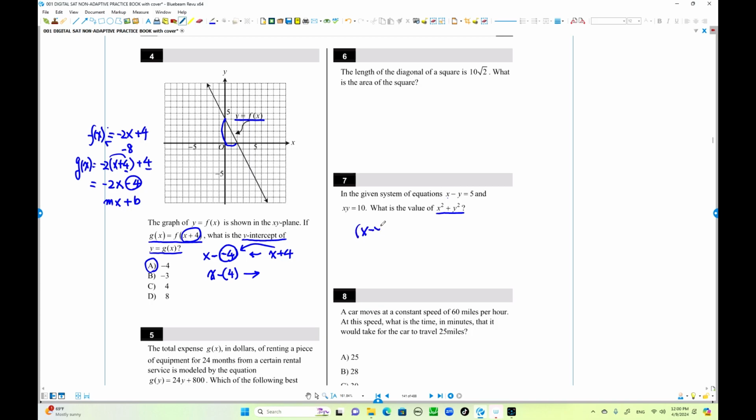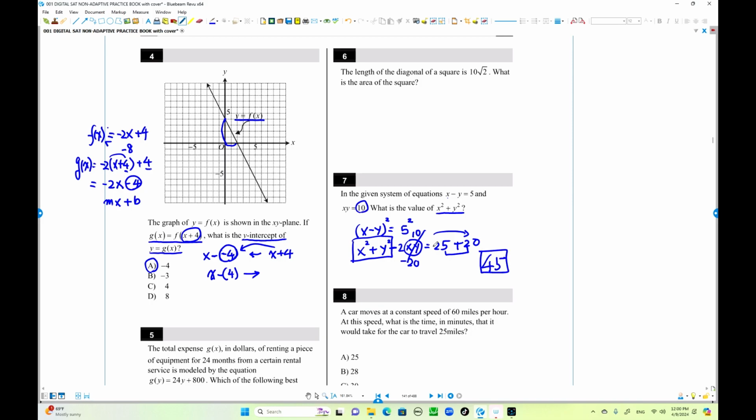x minus y squared equals 5 squared. Can you see the x squared plus y squared in there? Yes. This is x squared plus y squared, and minus 2 times xy, equals 25. But we're going to find x squared plus y squared. xy equals how much, given over here? 7, so minus 2 times 7 is negative 14, moves to the right as positive 14. So x squared plus y squared equals 39 is the answer.